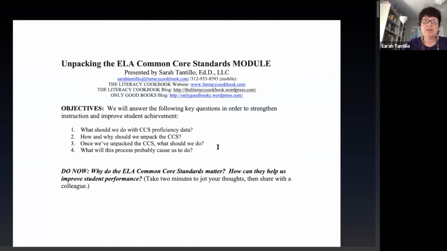So before we get started, take a moment and answer the do now. Why do these standards matter and how can they help us improve student performance? What are your thoughts right now? And then by the end of the workshop, you may have some additional thoughts. So press pause right now and take a moment for that.